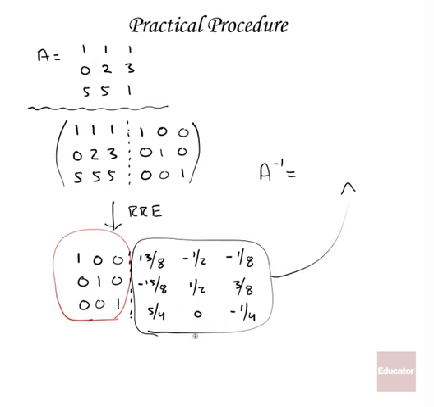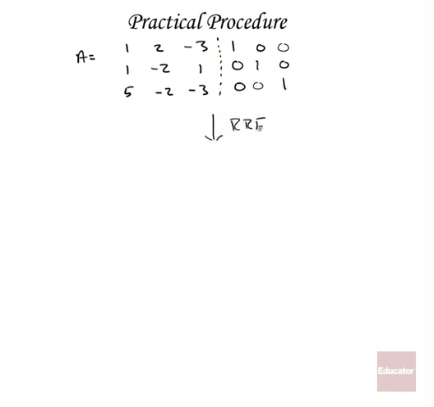Okay. Let's do another example. This time we'll take A equal to 1, 2, negative 3, 1, negative 2, 1, 5, negative 2, negative 3. Okay, I'm just going to go ahead and augment it already to the right. Again, this is 3 by 3, so we have 1, 0, 0, 0, 1, 0, 0, 0, 1. We will subject it to reduced row echelon.